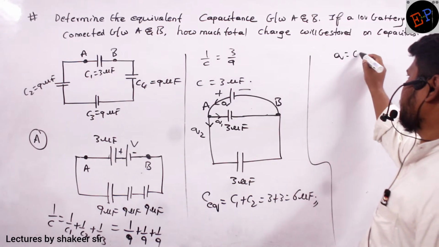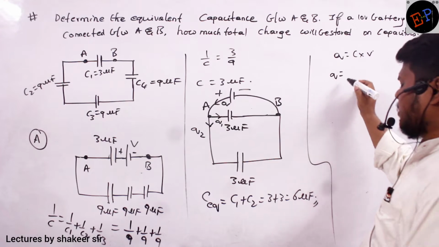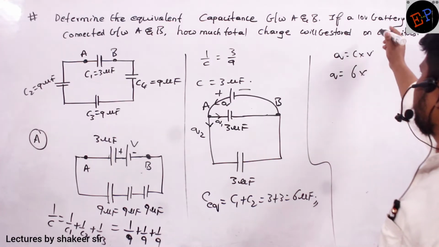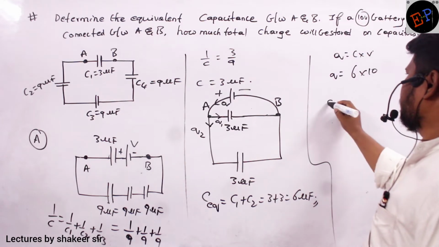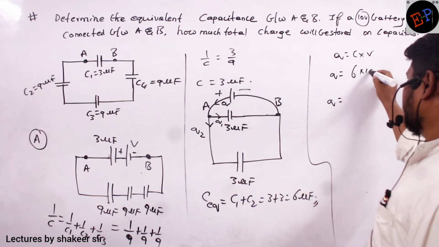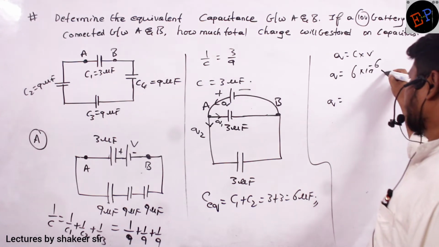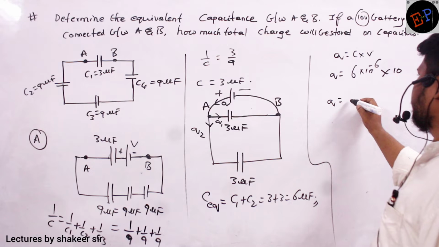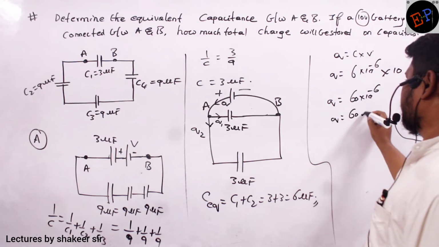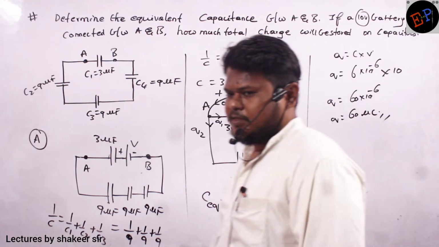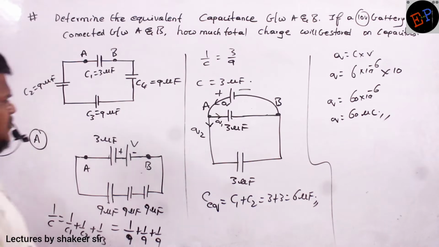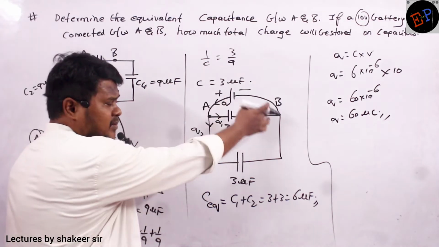Q is equal to C into V. That's all, ma? Equivalent capacitance is how much? 6. What is the potential which we are supplying? 10. So therefore Q value is how much, ma? So 6 into 10 power minus 6 we forgot, multiplied by 10. So therefore 60 into 10 power minus 6, or I can write 60 microcoulombs of charge. That is the charge supplied by the battery. Is it clear? So you should be very clear about where we are connecting the battery.